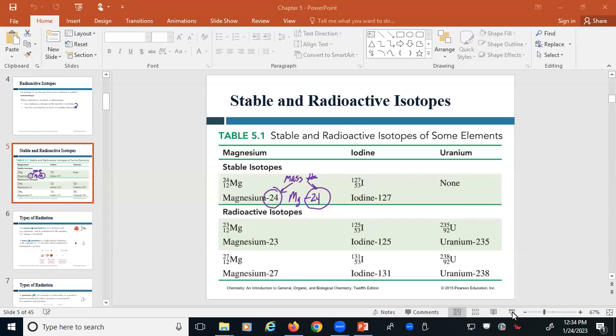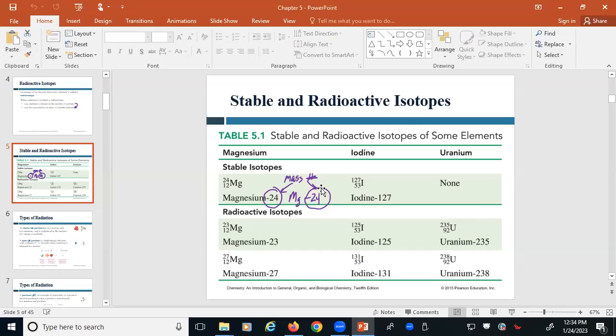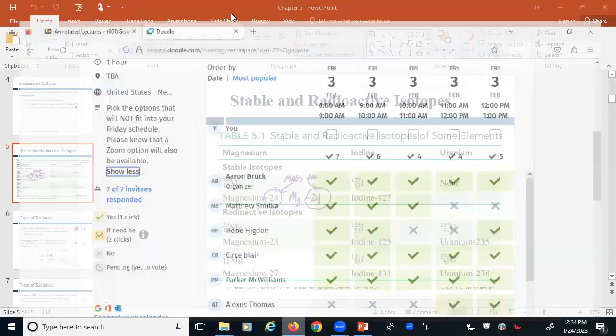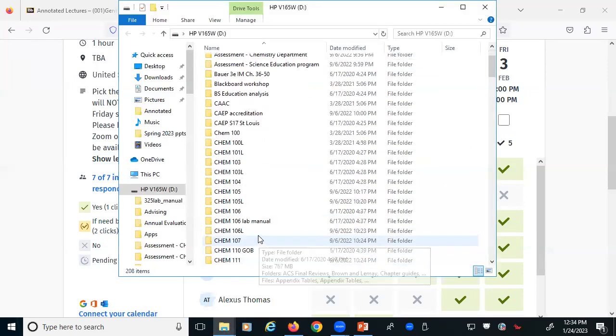All right, so our primary purpose today is we want to kick off where we were after yesterday. We were starting to look at the difference between stable and radioactive isotopes. And I promised you something I haven't delivered on yet, but I'll show it to you here because I have it.